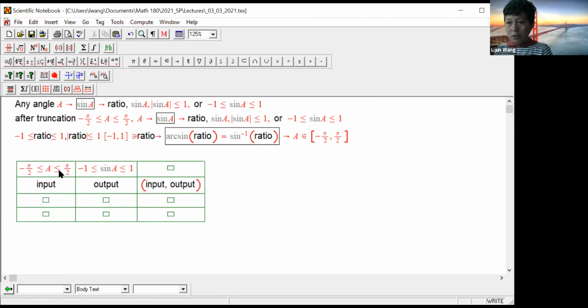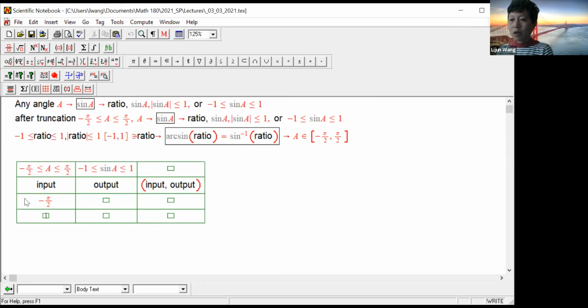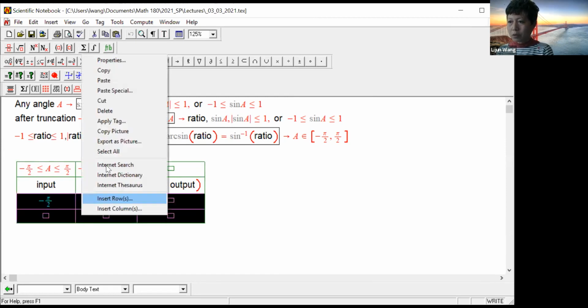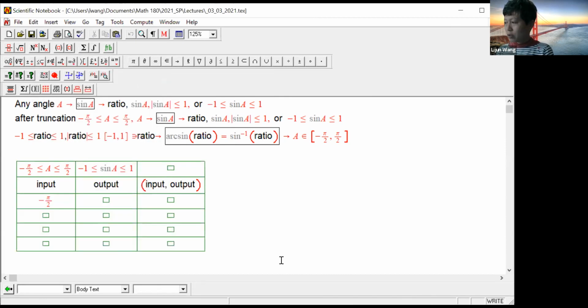Okay, so this is about the truncated function, and the input are angles, right? So I have just given you -pi/2, and you're going to give me the output. I'm going to give you several numbers, so you got to show me that you remember some special angles and stuff, but they're really not terribly important.